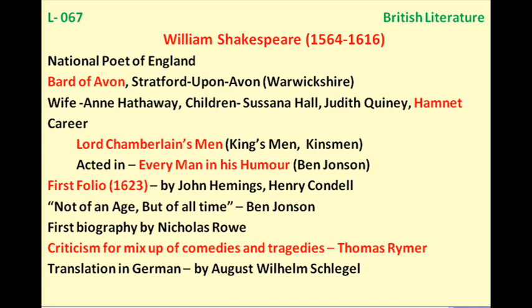So first we have John Hemmings and Henry Condell. They were two friends and fellow actors of William Shakespeare, and they published a collection of his plays. Almost all the plays were included in the First Folio published in the year 1623. Remember, in the year 1616 he died, and in the folio of 1623 most of his plays were published.